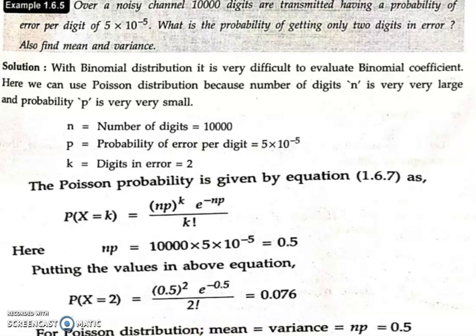So here for Poisson distribution, they have asked you to find the mean and variance. Mean is equal to variance. For Poisson distribution, mean is always equal to variance, which is equal to n into p, which is 0.5. Remember, the mean and variance for Poisson distribution is np, which is equal to 0.5.